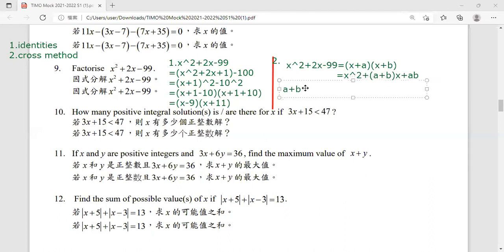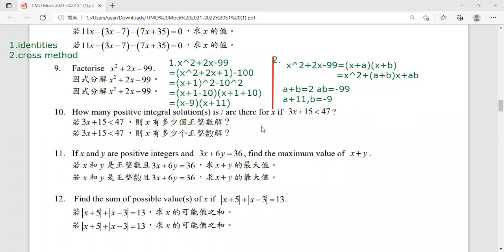Then a plus b equal to 2 and ab equal to negative 99. And you'll find some numbers to satisfy this. So you'll find a equal to 11 and b equal to negative 9. So you arrive at the answer, x plus 11, x minus 9, something like this. Okay?